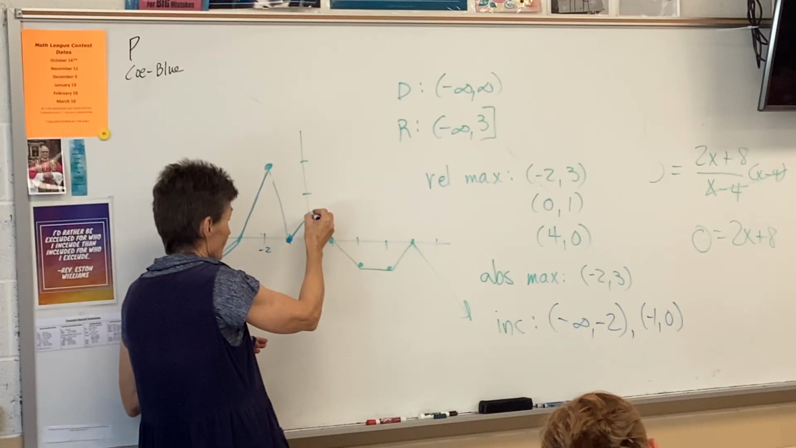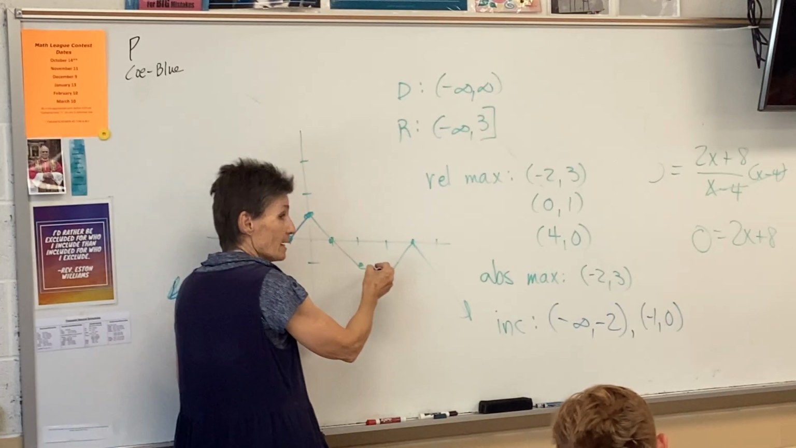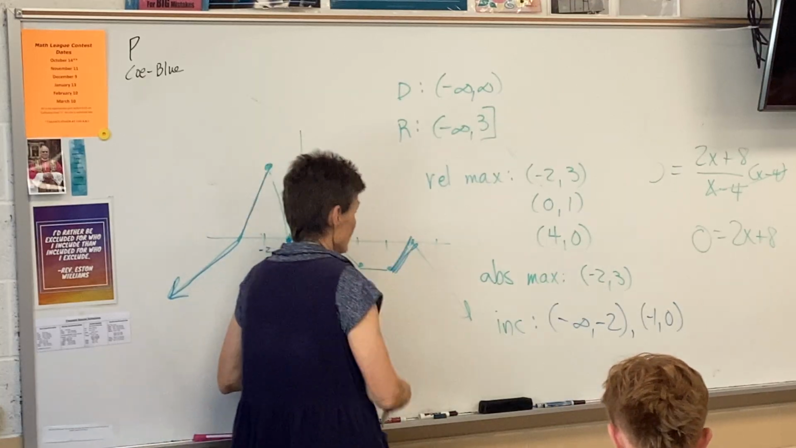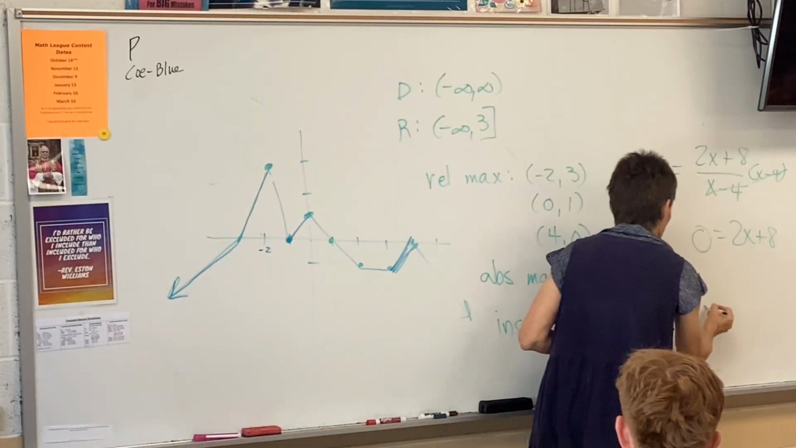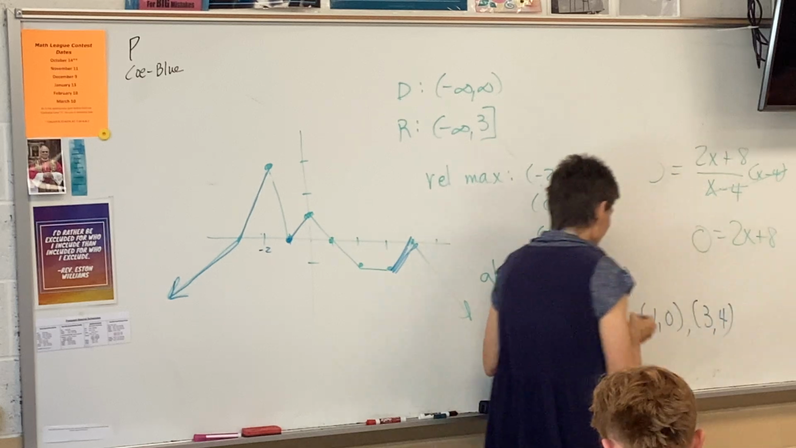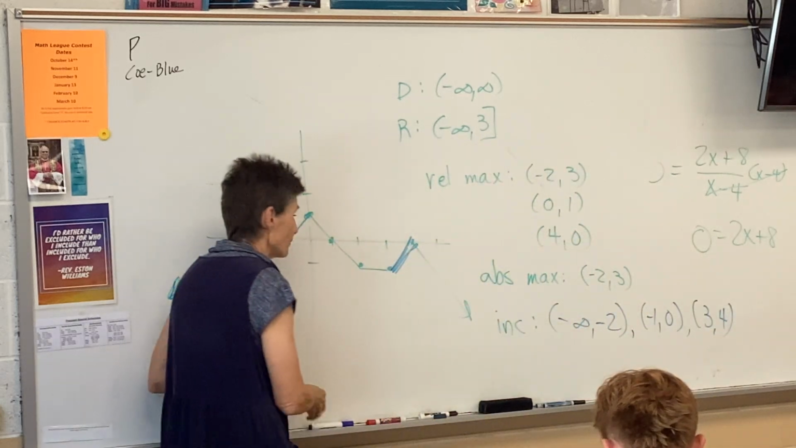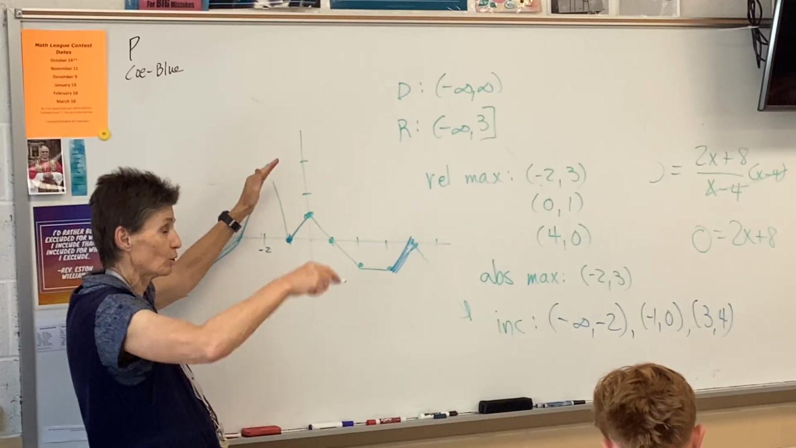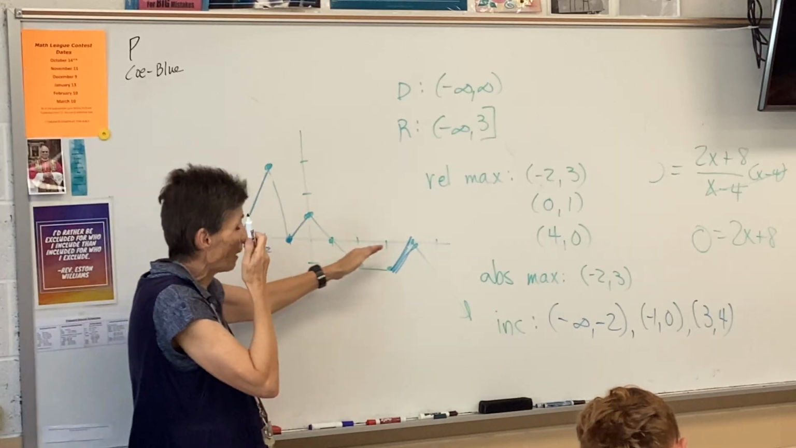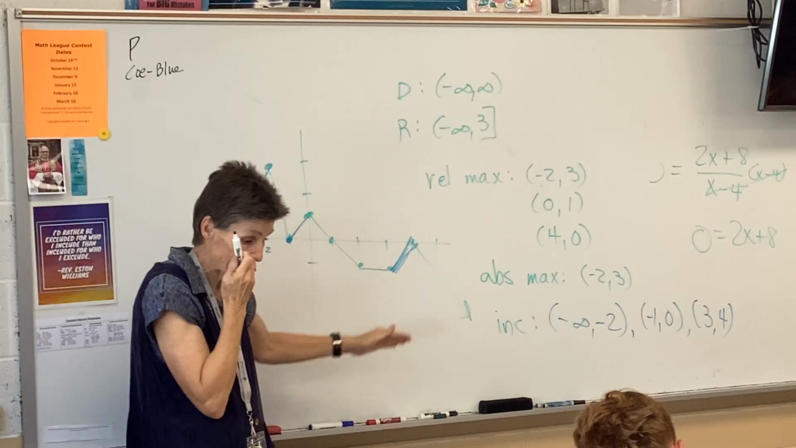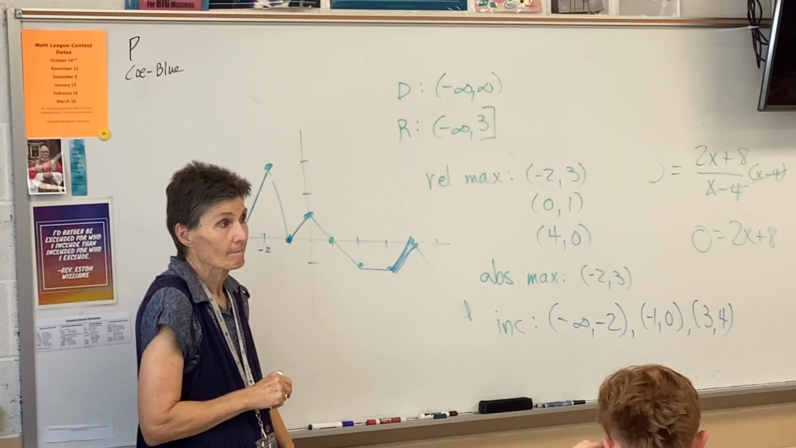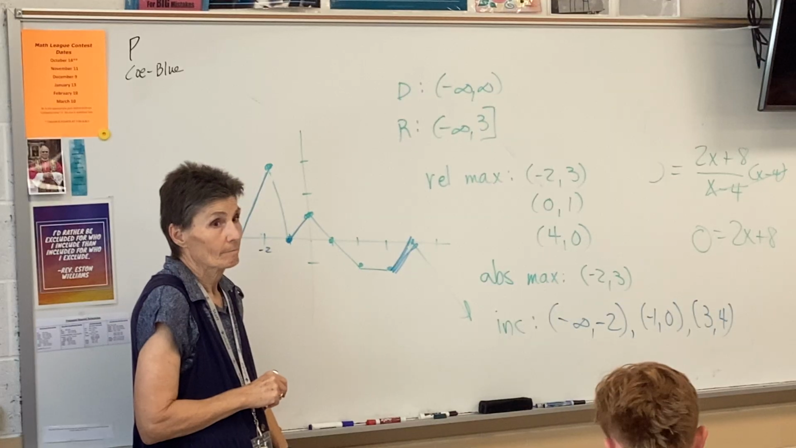Where do I start going up again? Right here? 1, 2, 3 to 4. There are the 3 places on the curve where if you actually draw it, trace over it with your pencil, you will be going up. That is increasing. Got it?